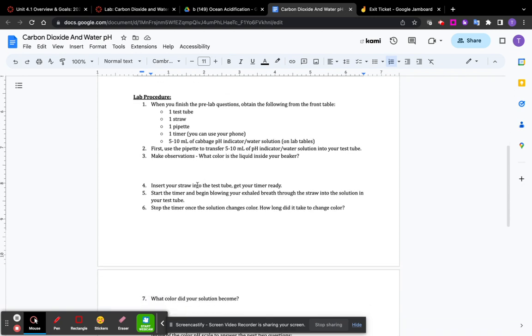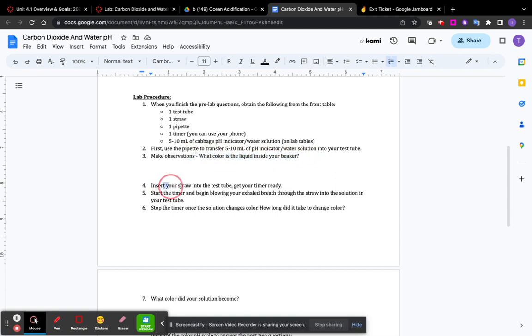It's just cabbage. Now what you're going to do is use the pipette. Those pipettes are 1 milliliter pipettes. You can see it on the side. You're not going to fill the bulb of the pipette up. Just put the pipette inside the solution and draw it up till it hits the 1 milliliter line, and then transfer that to your test tube. You're going to do that about 5 to 10 times to get 5 to 10 milliliters. Then you're going to make observations.